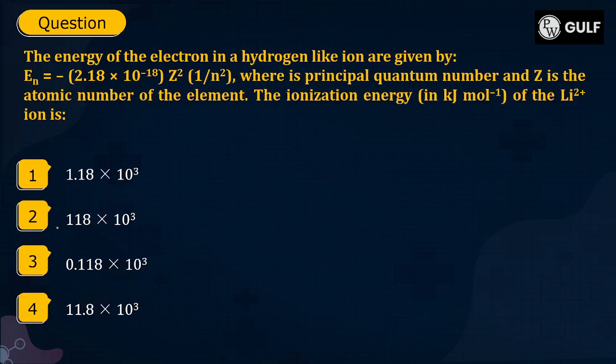Moving on to the next question. Now here they are saying the energy of the electron in a hydrogen-like ion is given as this. Yes, we know that energy is given as minus 2.18 into 10 to the power minus 18 into Z square by n square. This we know, where n is the principal quantum number and Z is the atomic number of the element. The ionization energy of Li2+ ion is.